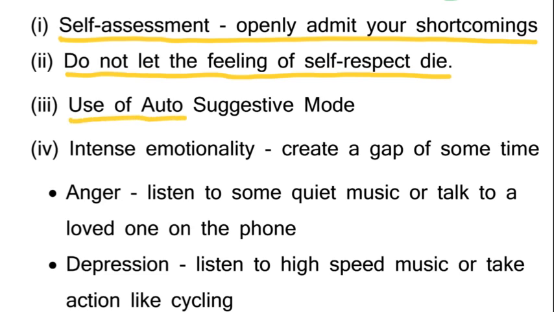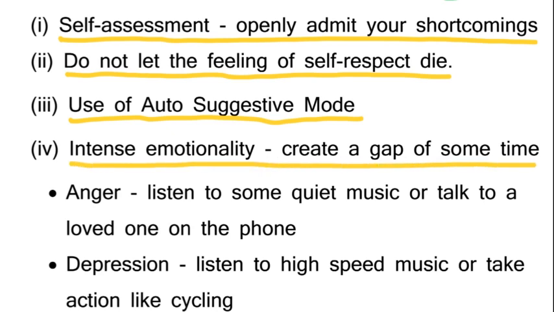Use auto-suggestion in the most difficult circumstances. Whenever a difficult situation arises, it is to be resolved by ourselves. Do not depend on someone else's pace. Don't allow sad feelings to dominate the mind in any situation. If there is intense emotionality and a decision, expression or behavior has to be made, then create a gap of some time. That is to say, I will make a decision tomorrow or after some time.